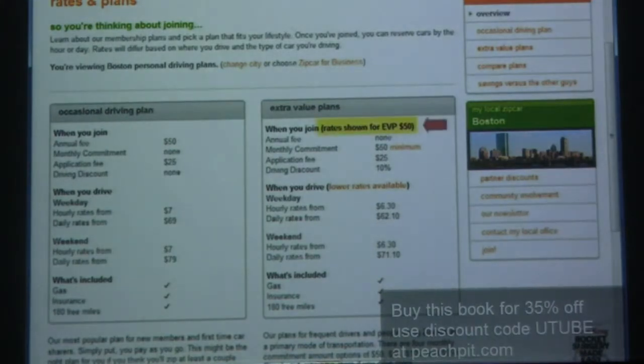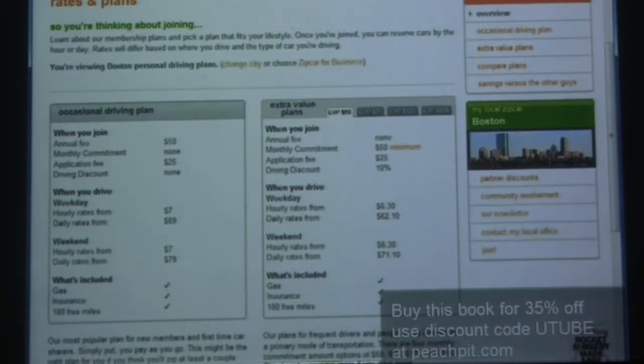For instance, take the problem the user had with the phrase rates shown for EVP $50. I tried getting rid of the phrase and adding tabs for the four plans instead. That way it's clear that what you're looking at in the right-hand panel is the rates for one of the four available plans. Another tweak might solve the problem of the user not realizing that the hourly and daily rates were minimums. Just moving the word from close to the dollar amount would make it hard to miss.